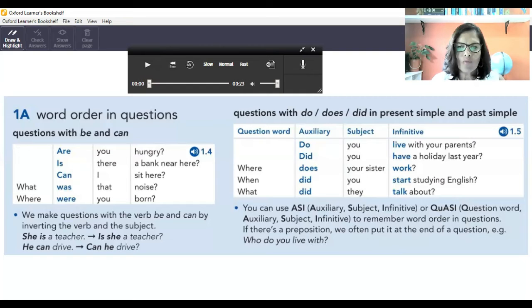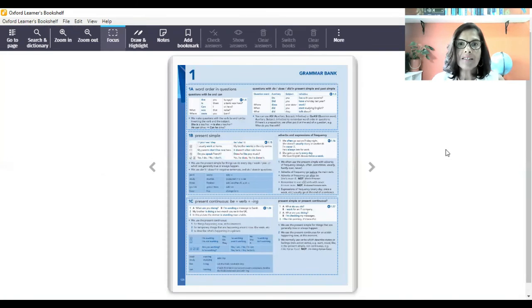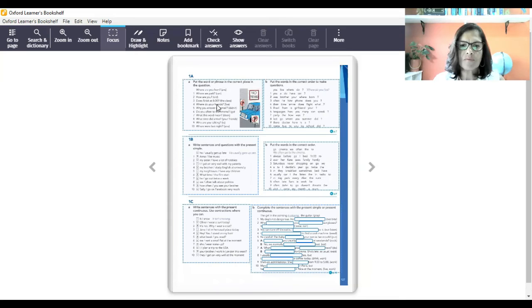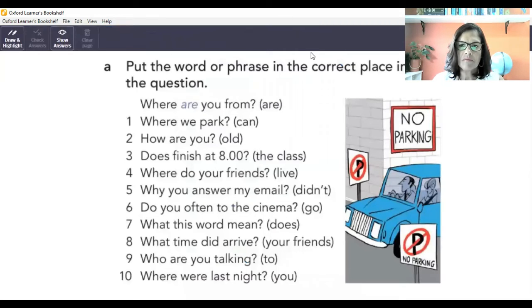So now we are going to do some exercises. Okay? Next page. Page 127. Okay. So put the word and phrase in the correct place in the question. Look at the picture here. Can he park there? No parking, no parking.